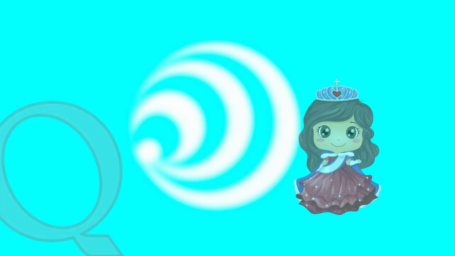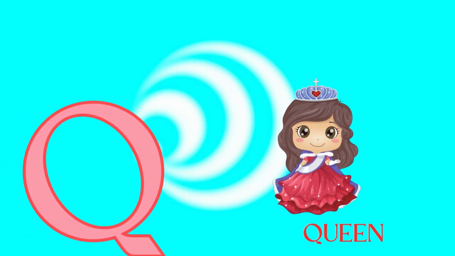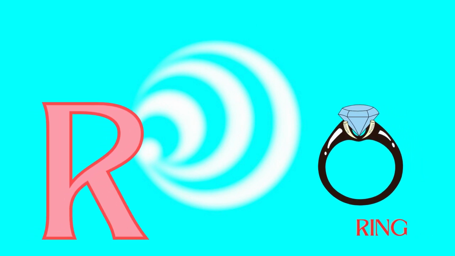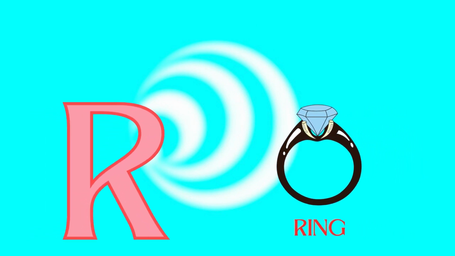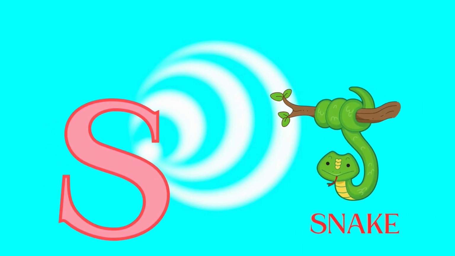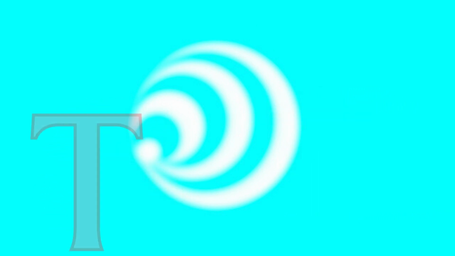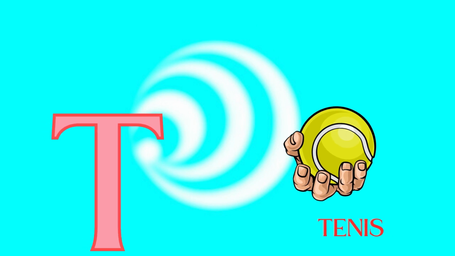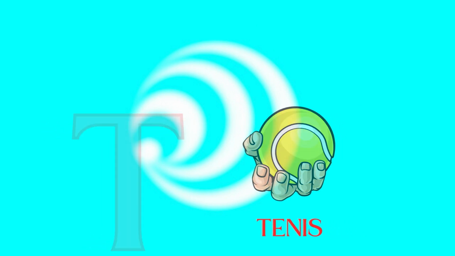Q is for queen, Q, Q, queen. R is for ring, R, R, ring. S is for snake, S, S, snake. T is for tennis, T, T, tennis.